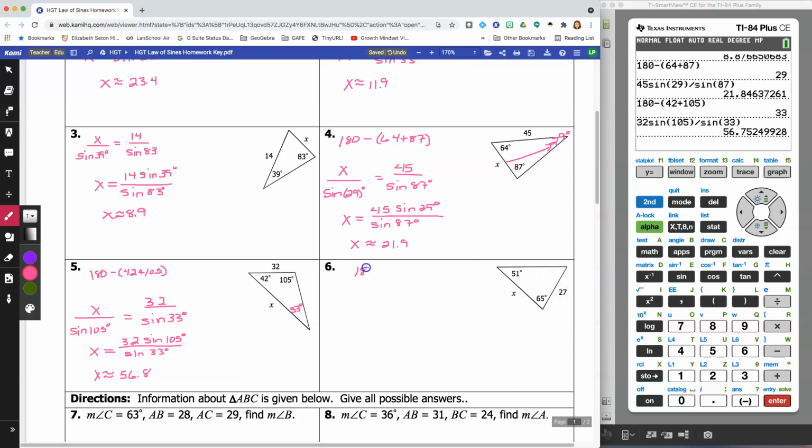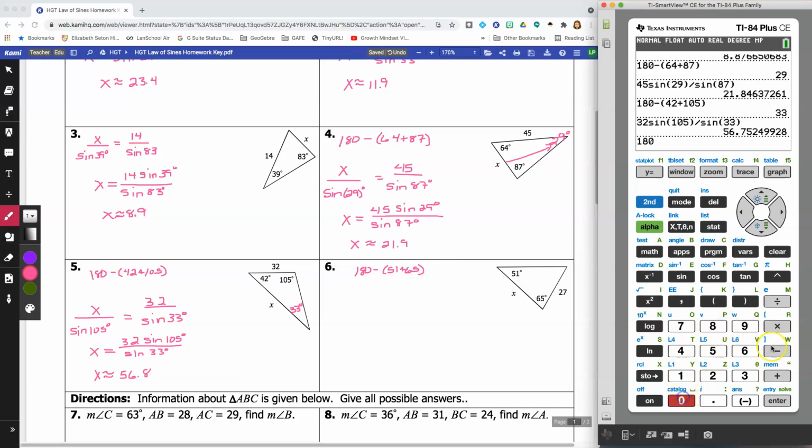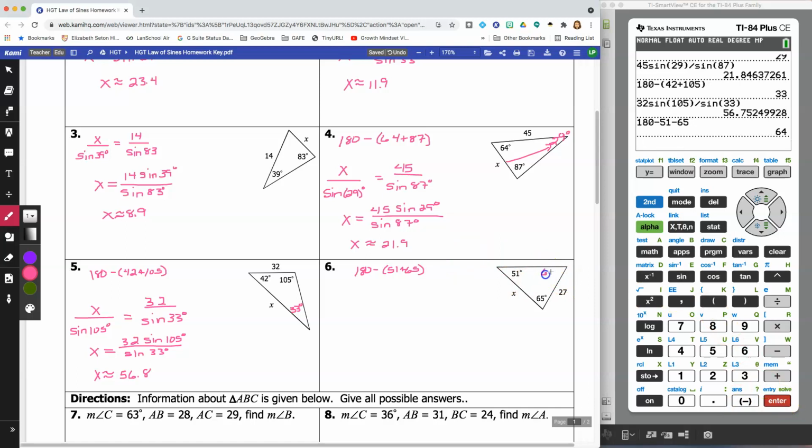Looking at number 6, same situation. So 180 minus the sum of 51 and 65. Now notice I forgot to put that parenthesis in, so I have two options. Here I can just go back and make sure that I've distributed the negative, and that will work as well. So this angle is 64 degrees, and you could check that: 64 plus 65 plus 51 is 180.